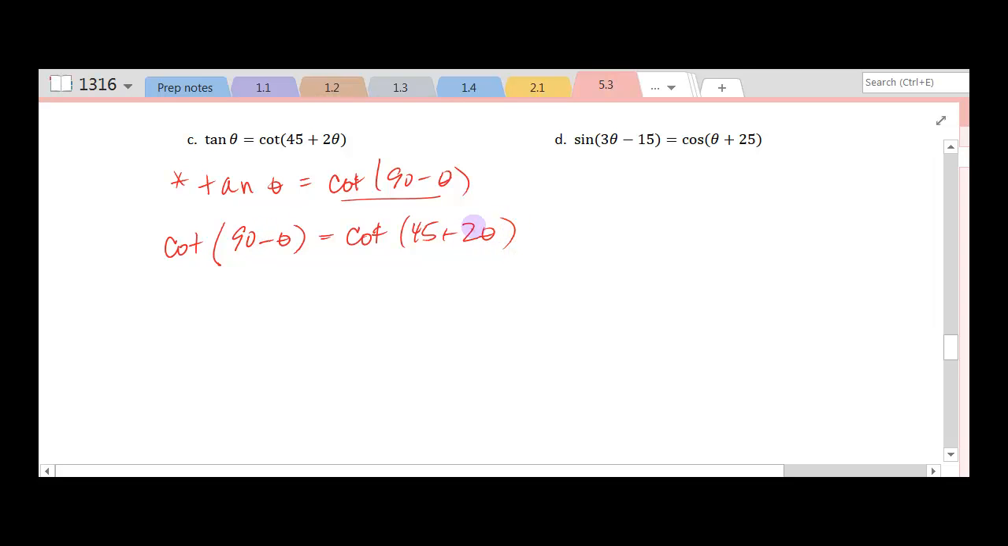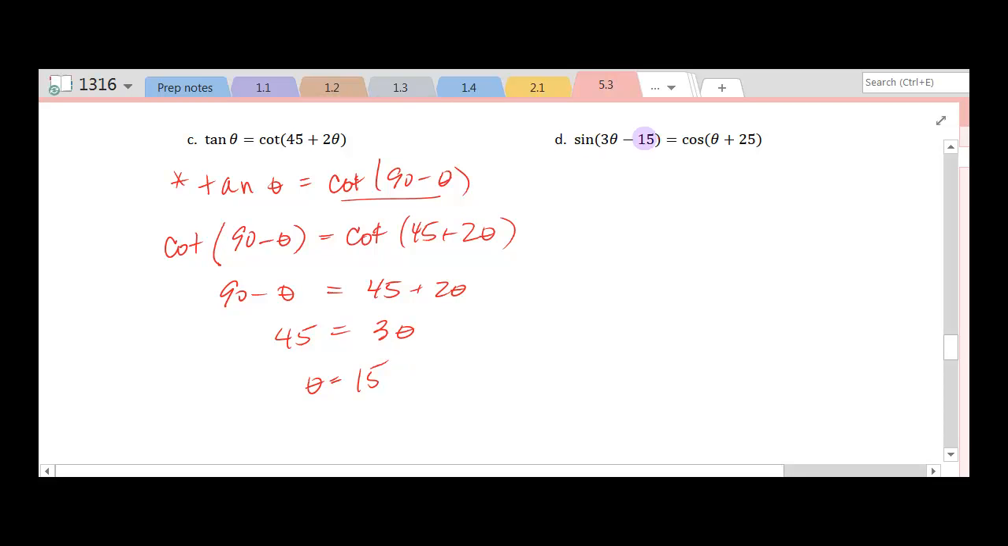And now we just pull out the two angles and set them equal to each other. 90 minus theta is 45 plus 2 theta. Gather our thetas up over here on the right-hand side, so that's 3 theta. Subtract 45 to the left and I get 45. Divide both sides by 3 and you find out theta is equal to 15 degrees. Okay, so that's just a little bit more involved.